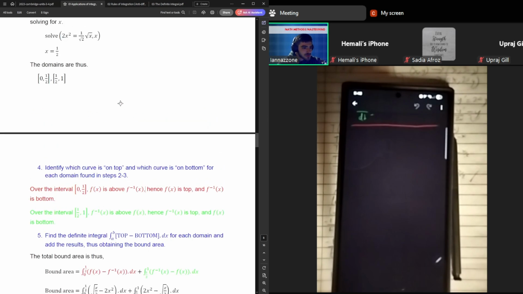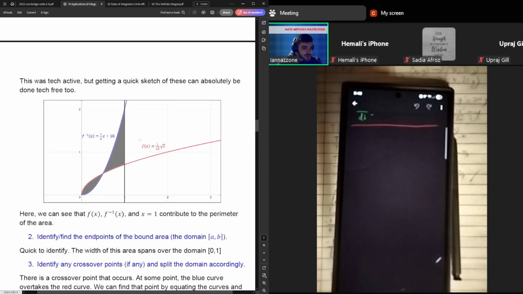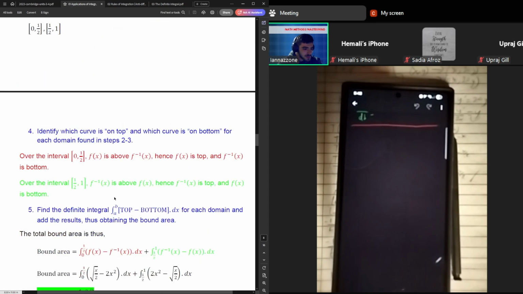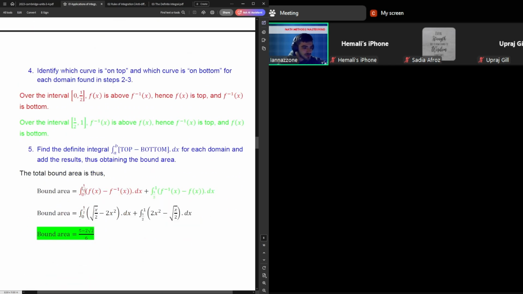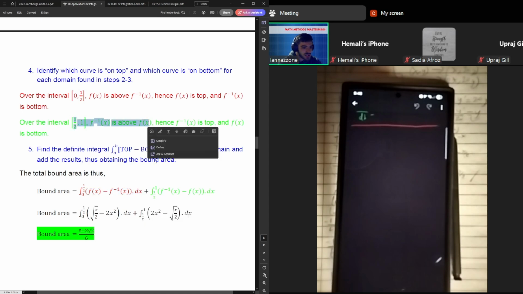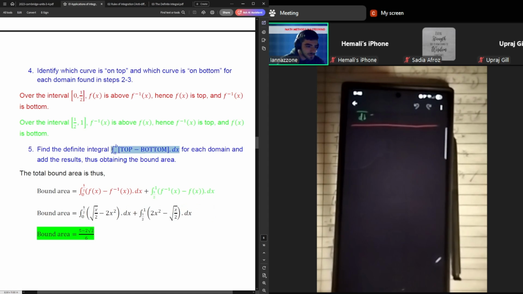It's basically what I said before, which was that f of x is on top and f inverse is on bottom for that first bit, which is why we do f minus f inverse for that first bit, and then it changes. So for that second section, from a half to 1, instead of putting an f there, you put an f inverse. Instead of putting f inverse, you put f. It's because the top and bottom have been reversed. So all in all, as long as you're following the rule of top curve take bottom curve for that specific domain for which they are top and bottom, then it'll be sorted out.